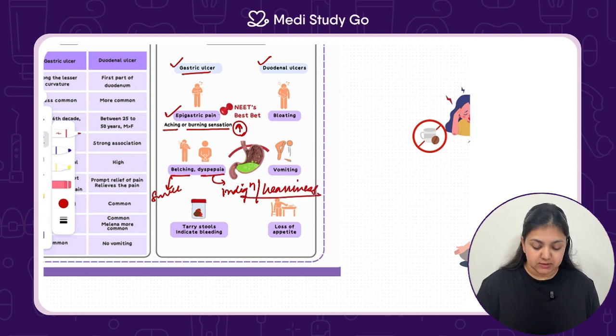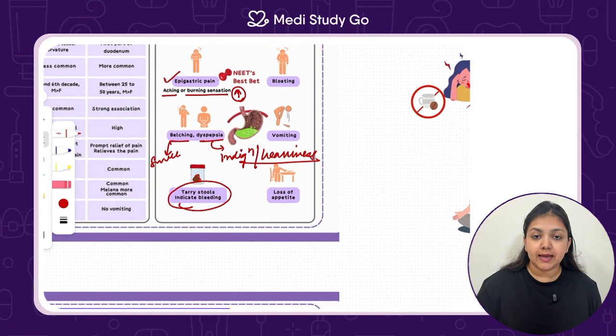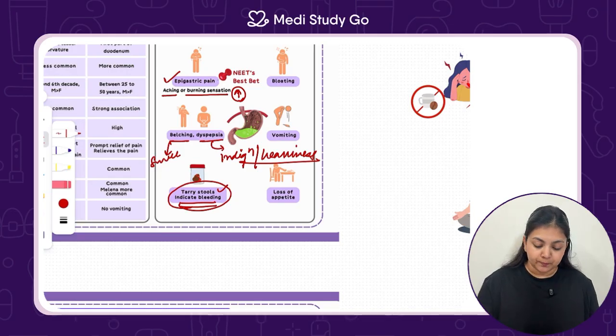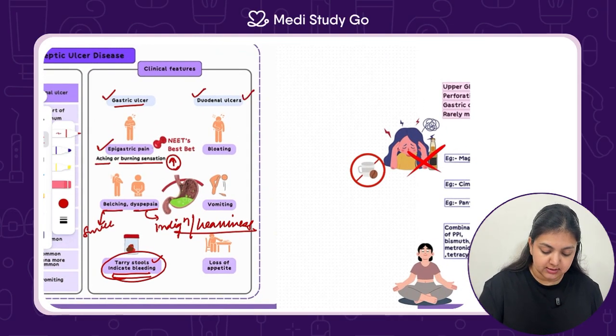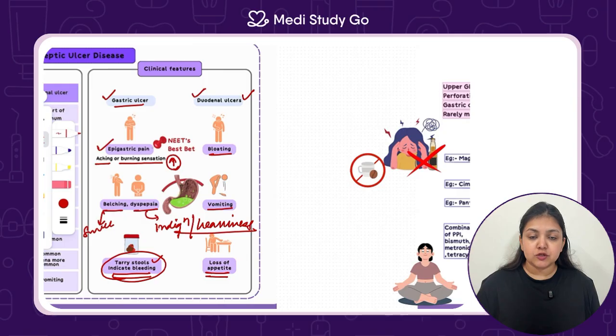So that is dyspepsia. Also, the patient can complain of tarry stools because there can be ulcers which can open up and they can cause bleeding. And that blood present in the stool will form tarry stools, which indicates bleeding ulcers and a severe situation. Whereas for duodenal ulcers, there can be bloating, vomiting, and loss of appetite. So these are the clinical features which differentiate gastric ulcers from duodenal ulcers.